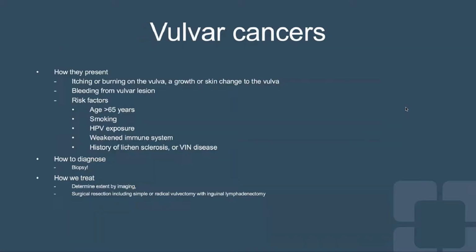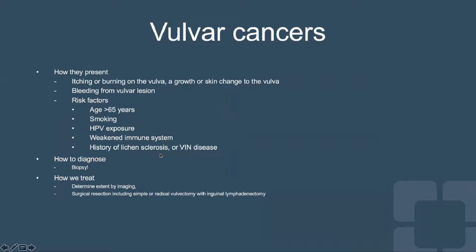Vulvar cancers often present as itching, burning of the vulva, skin changes, thickening, or changes to the pigment, bleeding easily from a vulvar lesion. Your risk factors are an age greater than 65, smoking. HPV exposure is very, very commonly associated. And also issues with a weakened immune system. Is someone on say medication for autoimmune disease, or did they have a transplant and are on medications that weaken the immune system? A history of lichen sclerosus or vulvar intraepithelial neoplasia is often common as well.